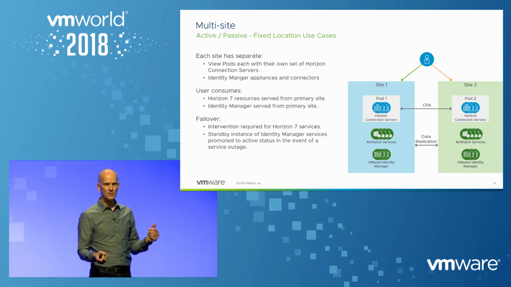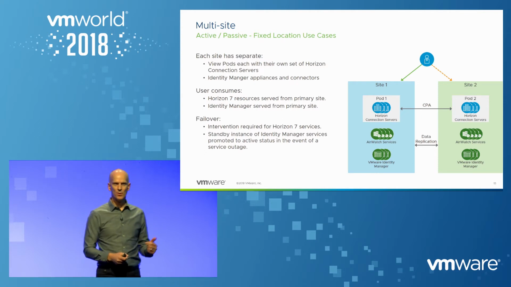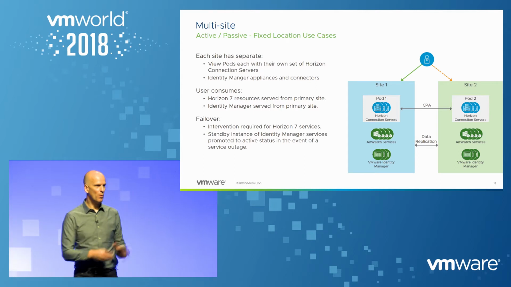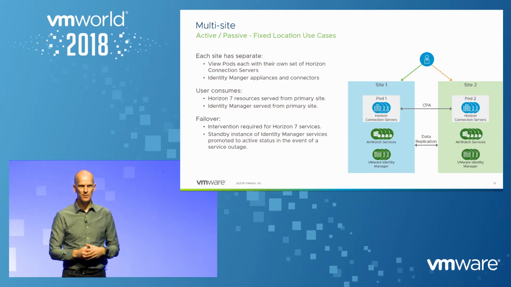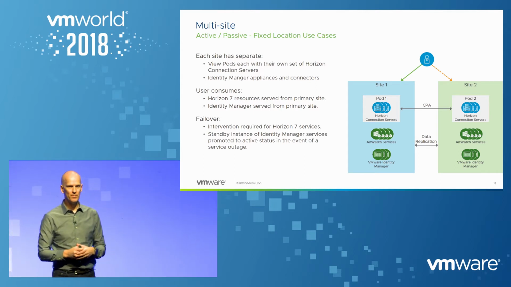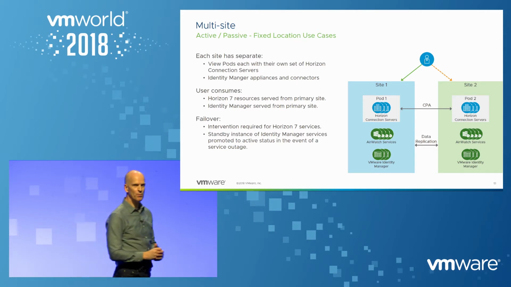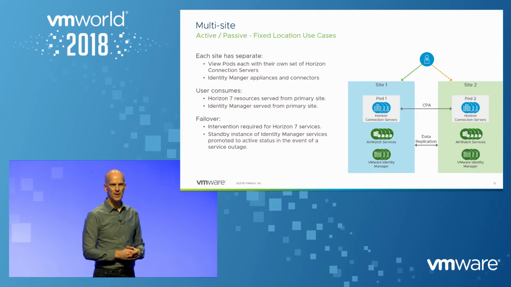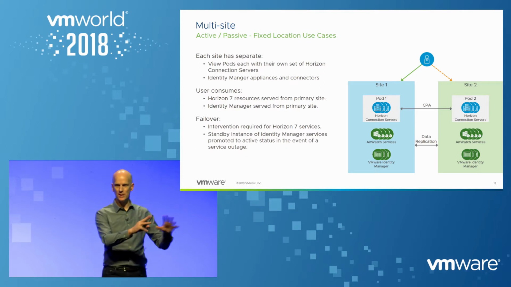Now, the important thing here is when we're dealing with Horizon, we want to keep all the connection servers in a site. So what we do is we build up a View pod of connection servers in site 1. We build up a completely separate View pod in site 2, and we join them together with Cloud Pod Architecture. And then we use what we call global entitlements to stitch the 2 together.